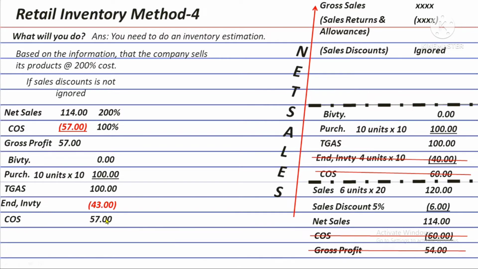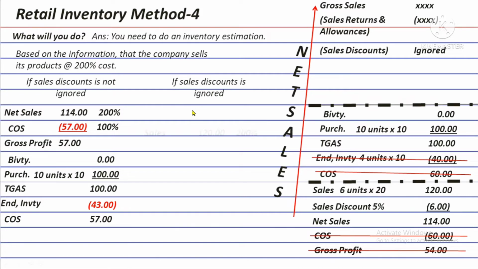So this is wrong, right? And do you know what made this wrong? Yes, you have an idea. It's the sales discount. Now, let's have the situation where sales discounts are ignored, meaning they are not deducted.